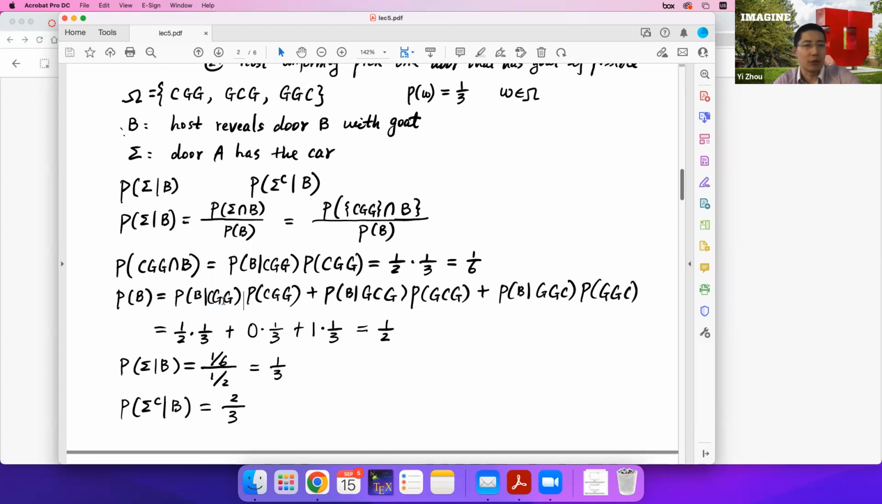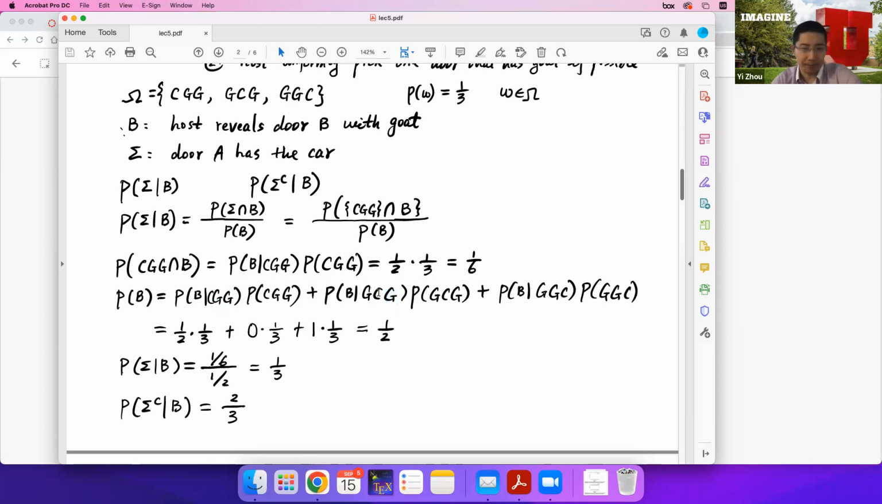What is the probability that the host will reveal door B with a gold? Now it's clear, because the other two doors both have golds, so the host needs to randomly pick one to reveal. The probability that the host picks door B is 1/2. Now looking at this case, door B has the car, and the host will always choose to reveal door C. So he will never reveal door B. So conditional on this distribution, the probability that the host reveals door B is 0.